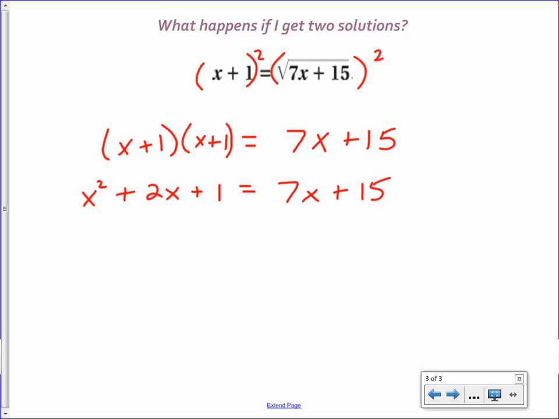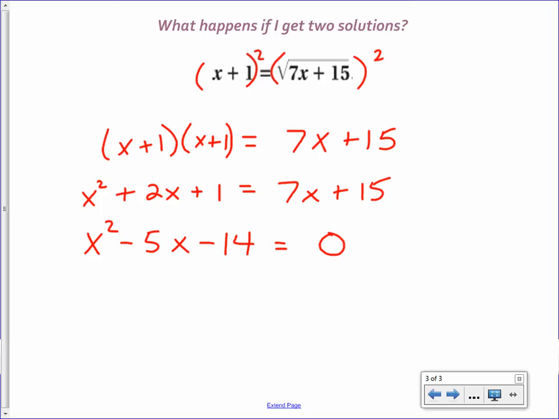This is a quadratic equation. In a quadratic equation, we want to get it to say equals 0. So let's bring everything over to the left. It'll be x squared minus 5x minus 14 equals 0. And then we have two basic choices here. When you're looking at a quadratic, check to see if you can factor it first. If you can't factor it, use the quadratic formula.